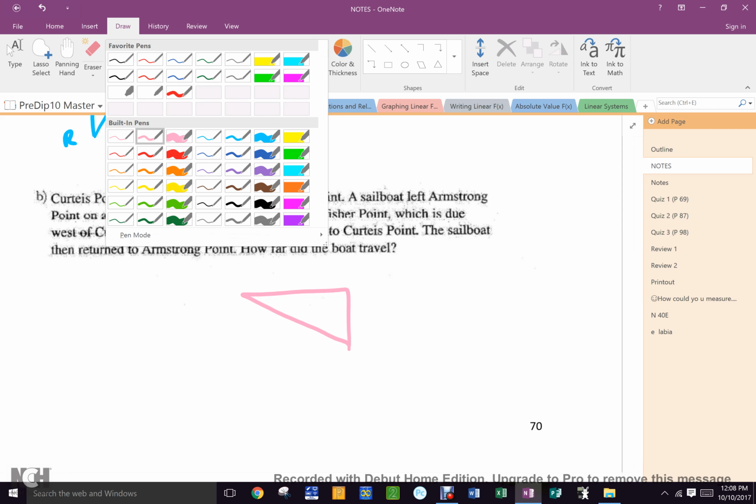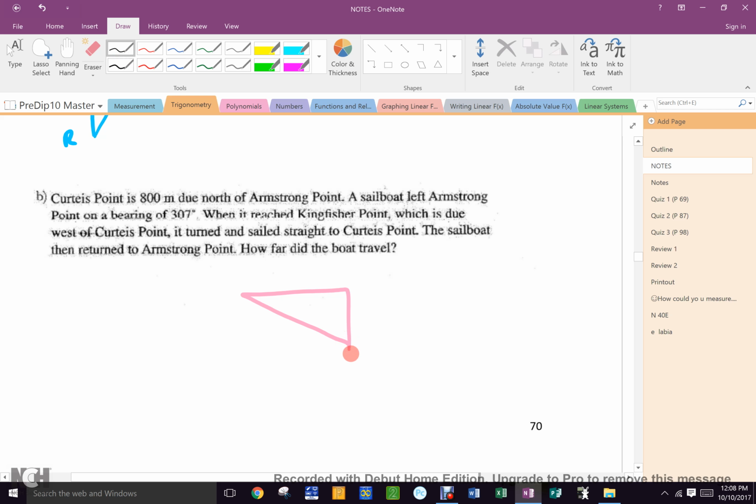And that is Armstrong Point to Curtis Point to Kingfisher Point. Bearing of 307. Where's the 307? Where's the north? Which side is north? AK, AC, or CK? AC. There's the north. So that's where I start counting from, yes? And I count clockwise, right?